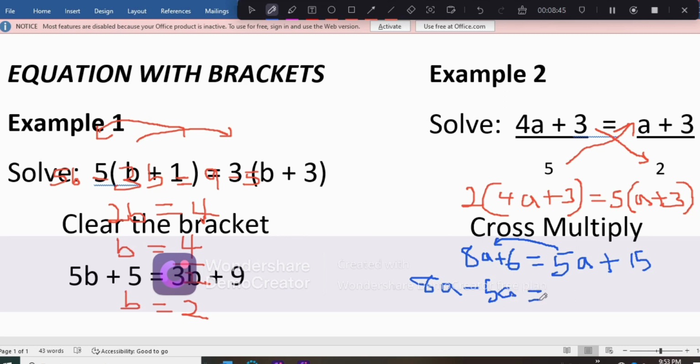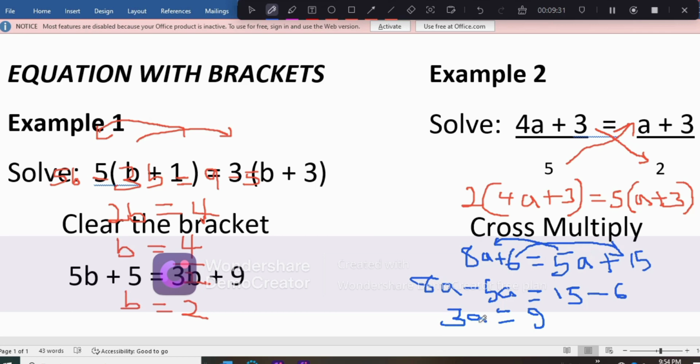Then we go to the right hand side. We are taking 6 to meet 15. And 6 has a plus 6. At the other side of the equation it becomes 15 minus 6. So here we have 8a minus 5a gives us 3a, and here 15 minus 6 will give us 9.